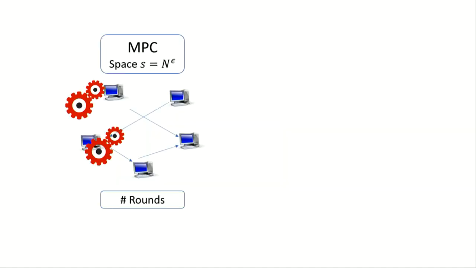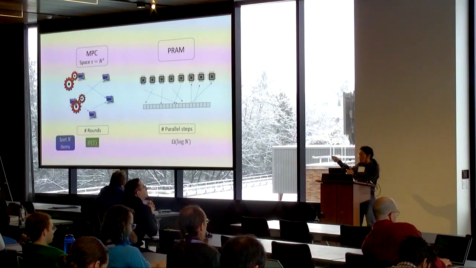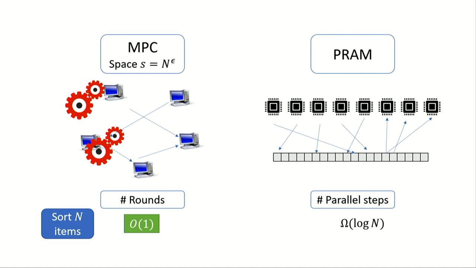Okay, and a brief comparison with another parallel model, PRAM. In PRAM, there is a larger number of processors, but there's only one single shared memory or storage. And PRAM counts the complexity in the number of parallel steps. When discussing algorithms for the same problem, like sorting, MPC algorithms use fewer rounds than parallel steps in PRAM because there's the benefit of local computation.